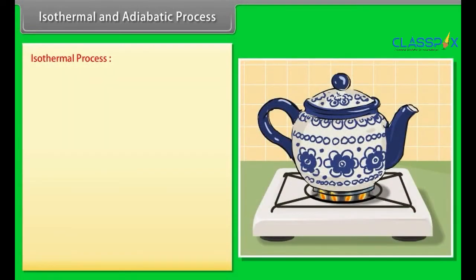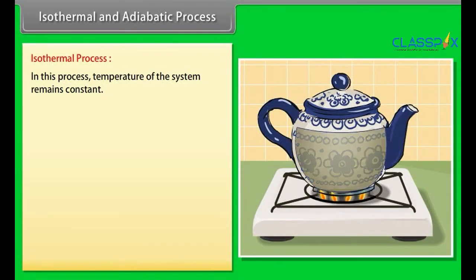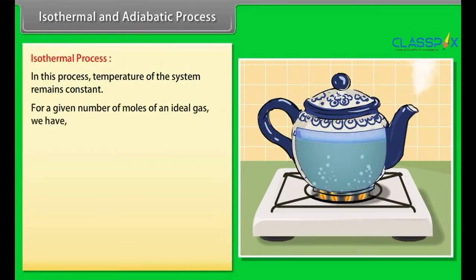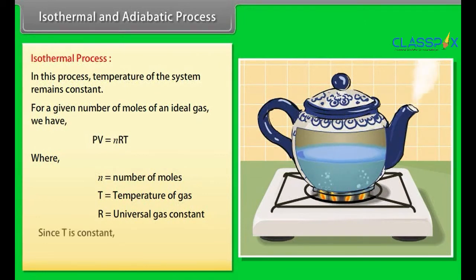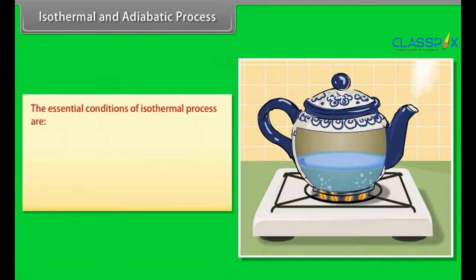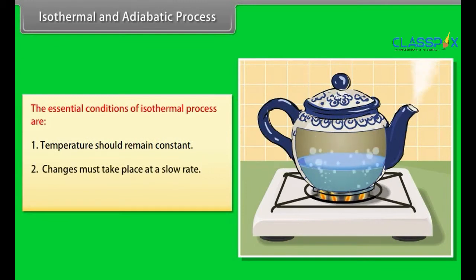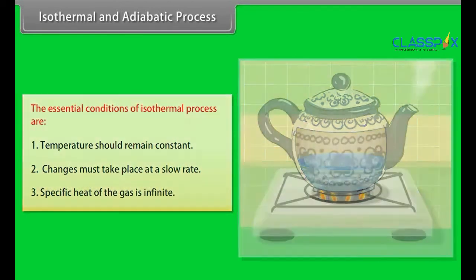Isothermal and adiabatic process. Isothermal process. In this process, the temperature of the system remains constant. For a given number of moles of an ideal gas, we have PV equals nRT, where n is the number of moles, T is the temperature of the gas, and R is the universal gas constant. Since T is constant, therefore PV is also constant. The essential conditions of an isothermal process are: temperature should remain constant. Changes must take place at a slow rate. Specific heat of the gas is infinite.